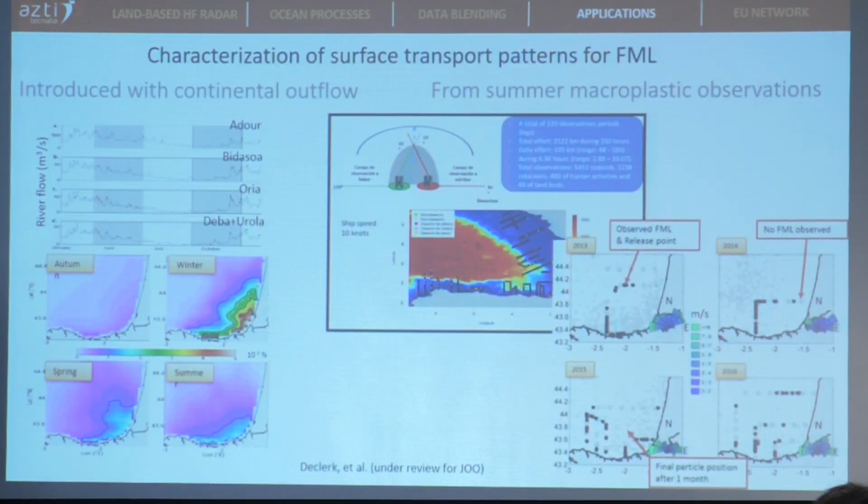So here there are two examples on that using the data for Lagrangian diagnostics. Here, assuming that the main source of litter is the continental outflow, and here just taking some real observation of macroplastics in the area as initial point for defining scenarios.